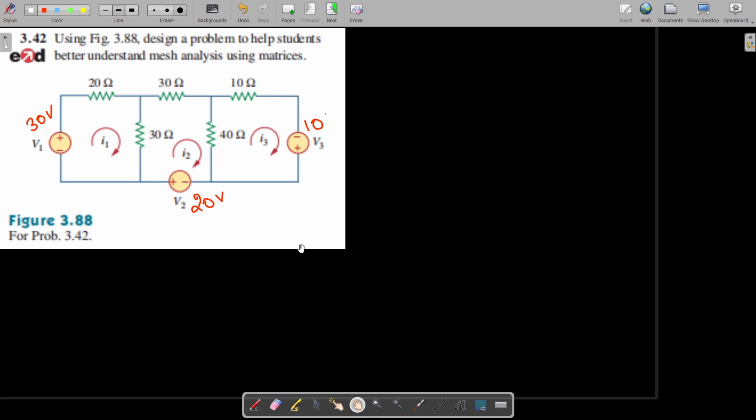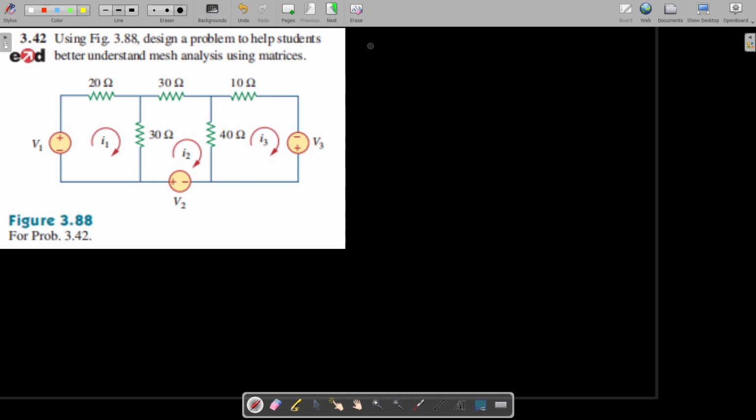Hello everybody. In this video, we are going to design a problem to understand mesh analysis using matrices and solve it. This is problem number 3.42 from Fundamentals of Electric Circuits by Alexander and Sadiku, 5th edition. Okay, let's get started. As we need to design a problem, the voltage source values are not given. Assume some values for these voltage sources.